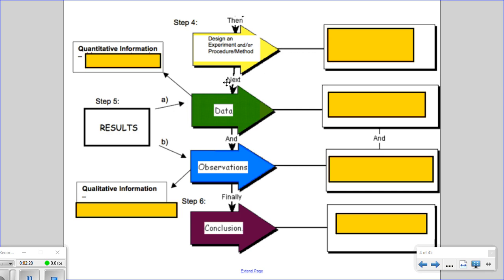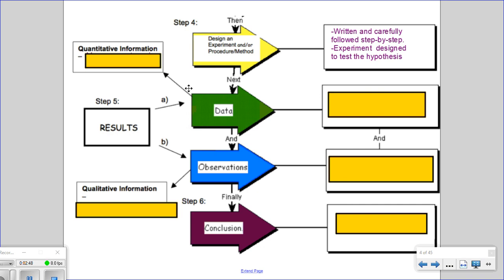And so this is where you come up with that experiment. So this is a written and carefully followed step-by-step experiment that will be designed to test the hypothesis. Once you have your experiment designed and created, you're going to conduct that experiment and collect data. So this leads into results.